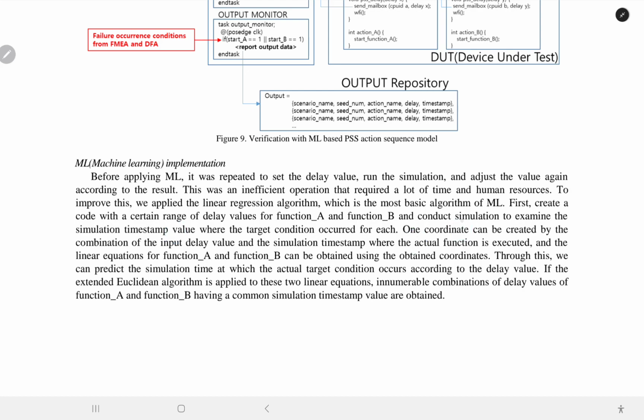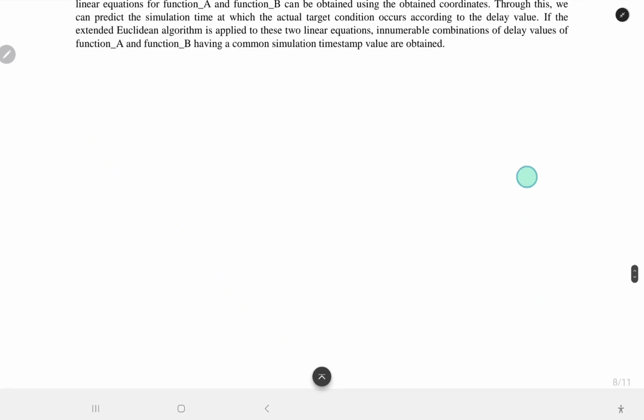For each one, a coordinate can be created by the combination of the input delay values and the simulation timestamp where the actual function is executed, and the linear regression for function A and function B can be obtained using the obtained coordinates. Through this, we can predict the simulation time at which the actual target condition occurs according to the delay values. If the extended Euclidean algorithm is applied to these two linear equations, the combinations of delay values of function A and function B having a common simulation time step value are obtained.